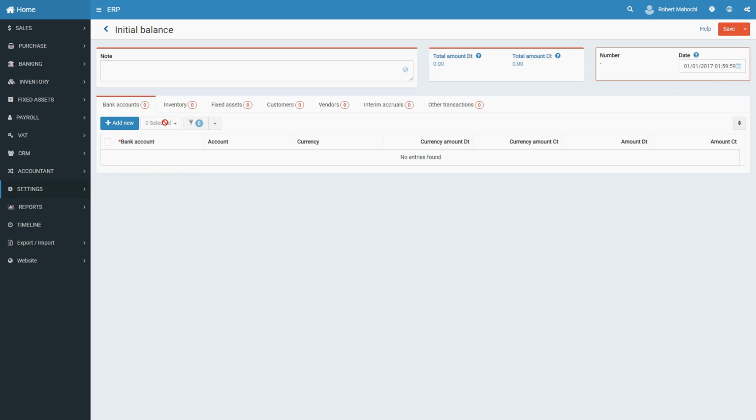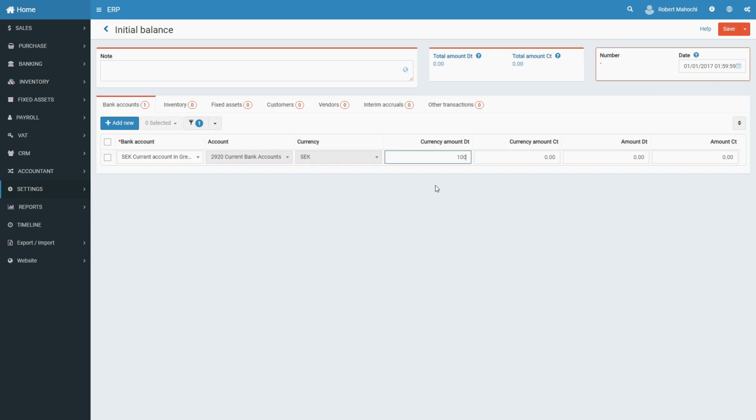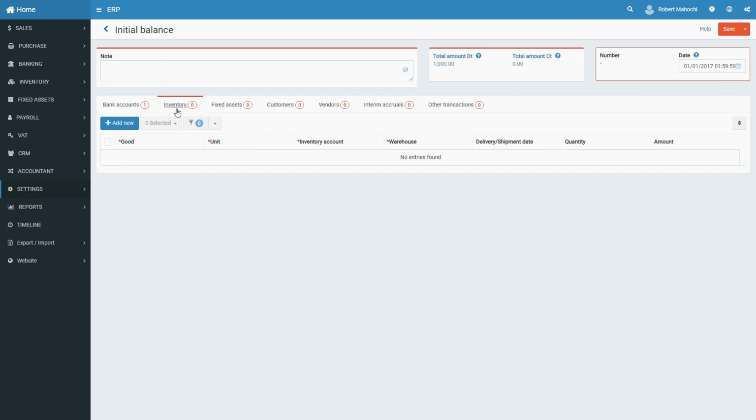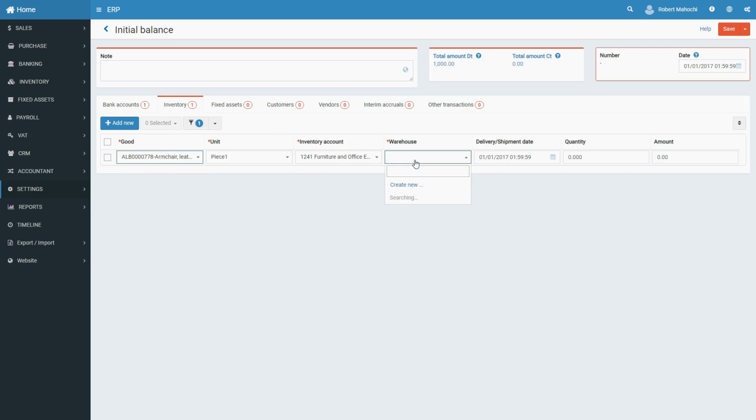Add information about all your existing bank accounts and their balances, along with specifying bookkeeping accounts for them. Specify information about the goods that you currently have in stock and their balances, along with inventory account, warehouse information, their amounts, and quantities.